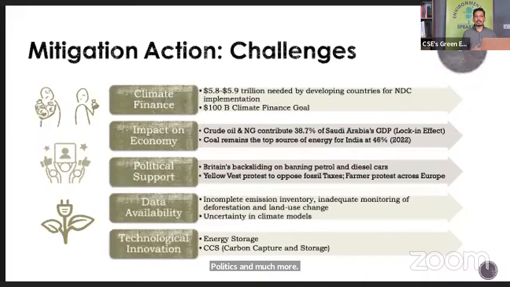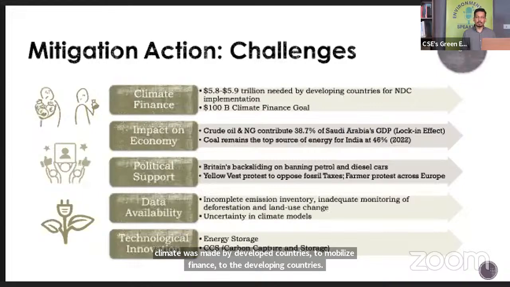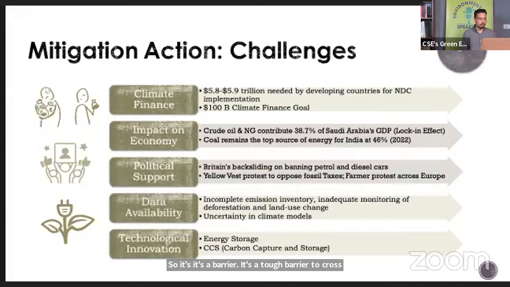And so broadly, why is climate action hard for countries? These are some of the factors. One is, of course, climate finance. A commitment was made by developed countries to mobilize finance to the developing countries that has fallen short. So it's a tough barrier to cross for countries who want to take action to combat as well as to adapt to climate change.